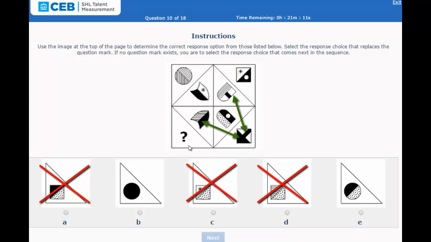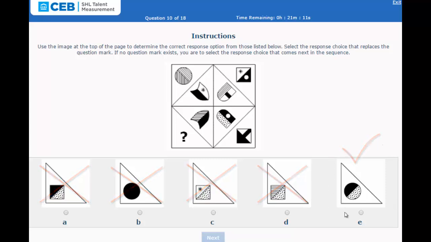So if we apply the same pattern here, we can easily deduce that the first half, the circle, must have a solid black color, and the other half must have a dotted hash format, which, as we can easily observe, is identical to answer option E, and thus this is the correct alternative that we need to select for this task.